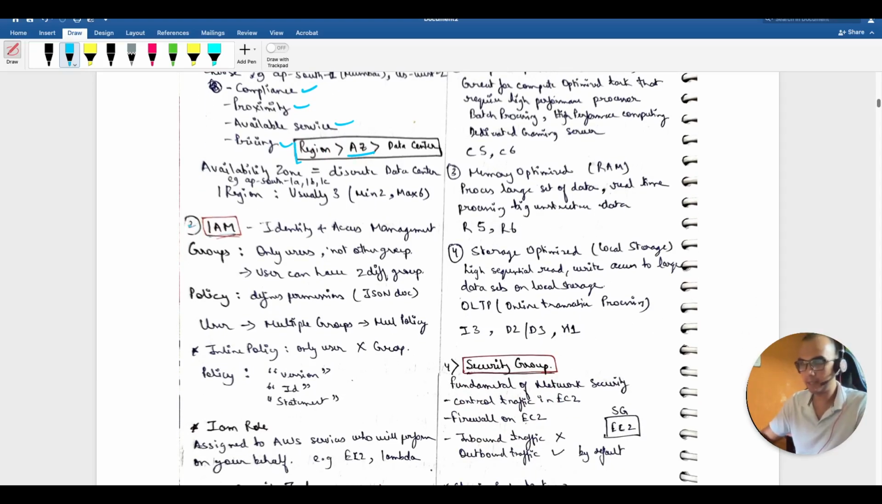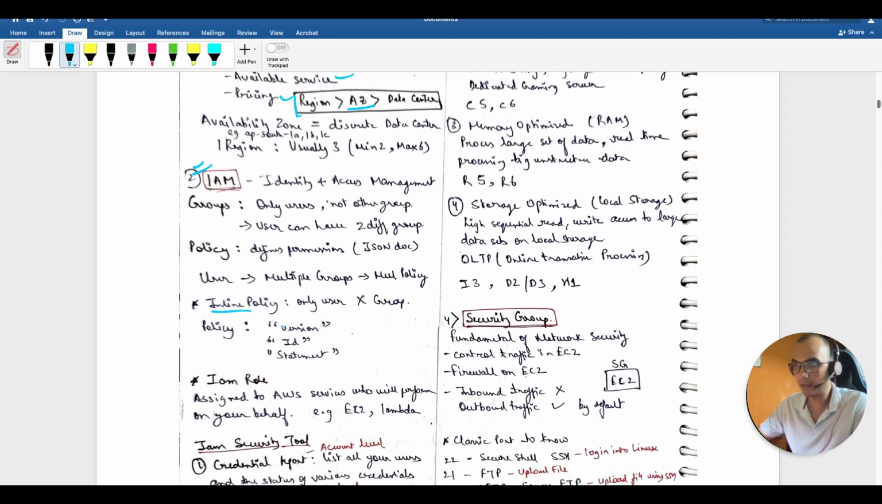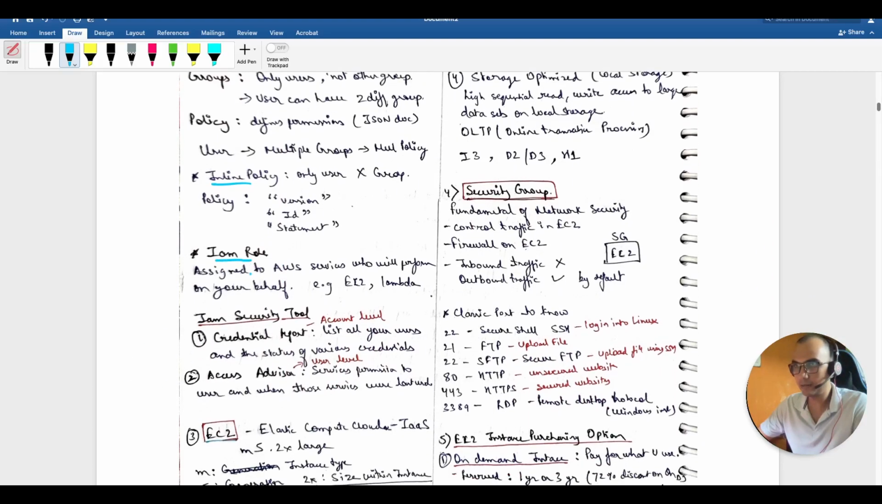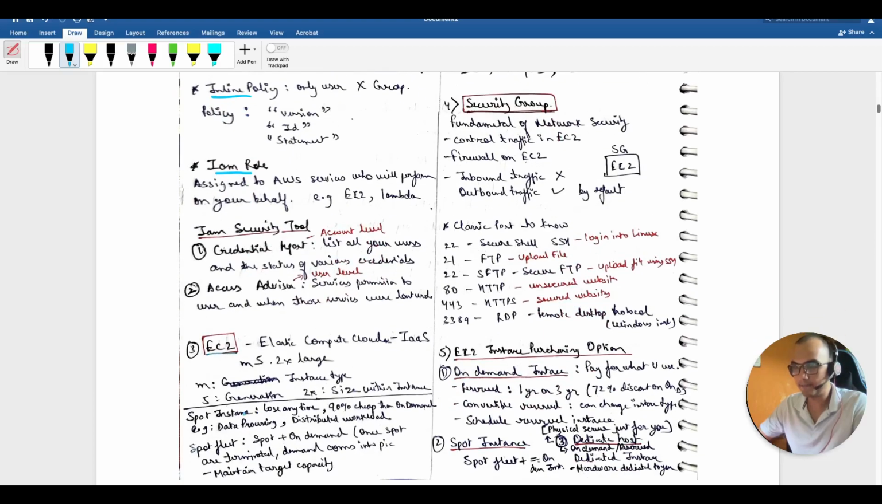Then we will read about the different kinds of IAM policies that will be applied on EC2s. Okay, various roles and what is an inline policy. After that, roles, yeah, these roles, and after this we will start our EC2, Elastic Compute Cloud.